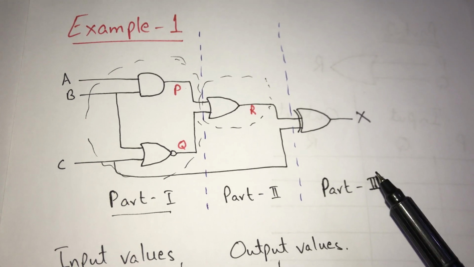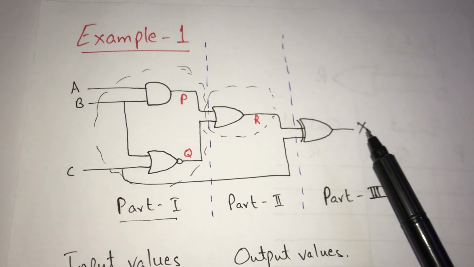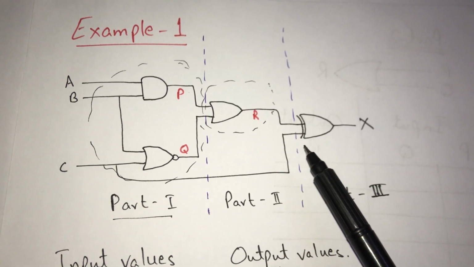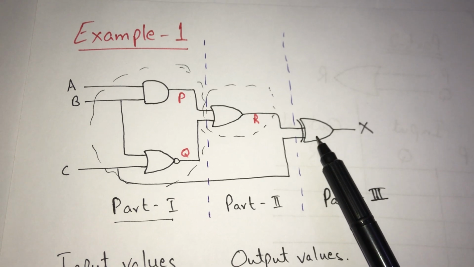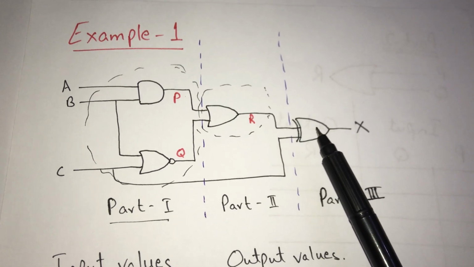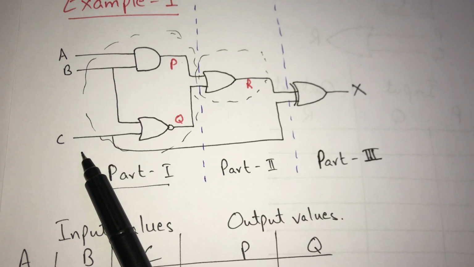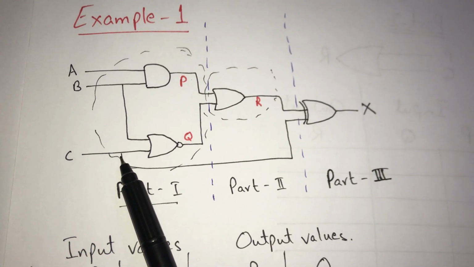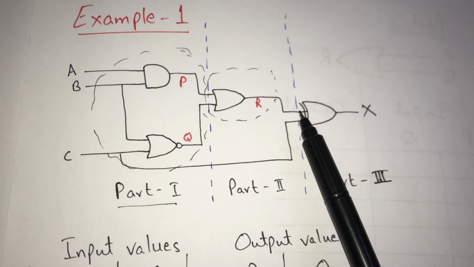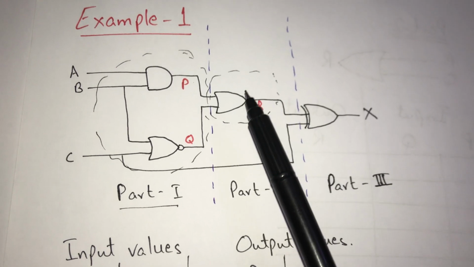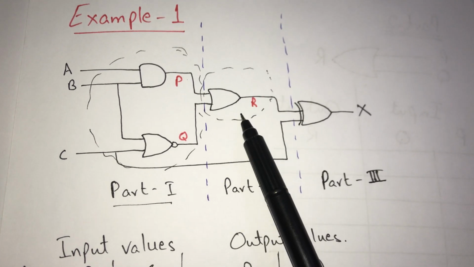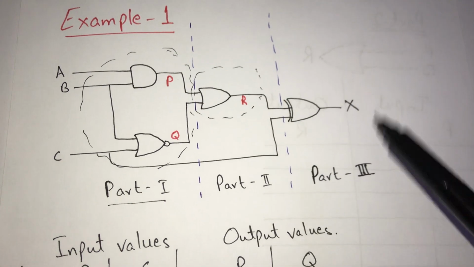And the third part is our final part, that consists of the XOR gate, and its inputs are the values of C, as the input line is from C, and the second input is the output of the OR gate, that is R, the values of R.